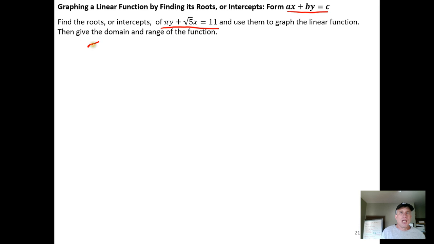And so if I'm looking at pi times y plus the square root of 5 x equal to 11, what I see is that the b is actually equal to pi because b is the coefficient on the y term. I see that a is the coefficient on the x term, so a has to be the square root of 5, and c is equal to 11. So I have real number coefficients. They just don't happen to be nice integer values, and that's okay.